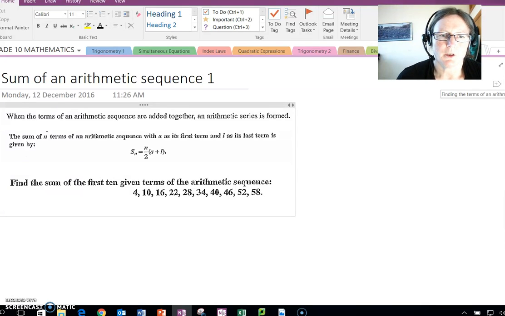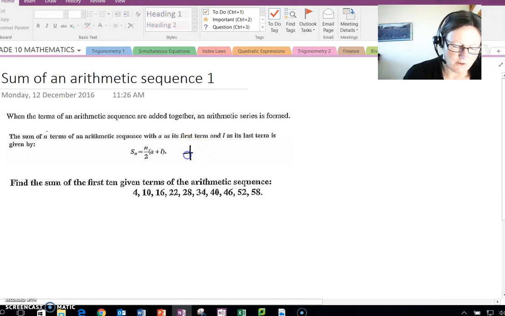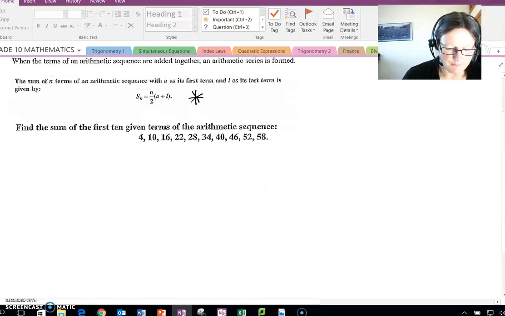Okay, now we're going to look at the sum of an arithmetic sequence. When the terms of an arithmetic sequence are added together, an arithmetic series is formed. We can use this rule to help us find the sum of an arithmetic sequence. So let's look at this example here.